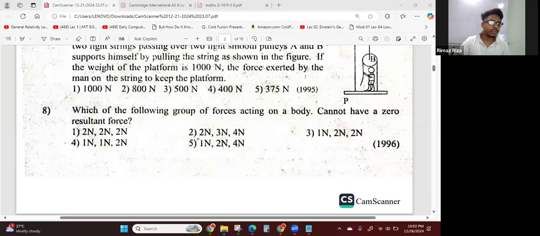So here the answer is the fifth one because we can see the 4 is not smaller than 1 plus 2. So 4 isn't less than 1 plus 2, so this is not correct. Therefore, this one cannot be in equilibrium. Others can. Now here if you take this, 4 is less than 2 plus 3, 5. So 4 is less than 5, so therefore it will be in equilibrium.